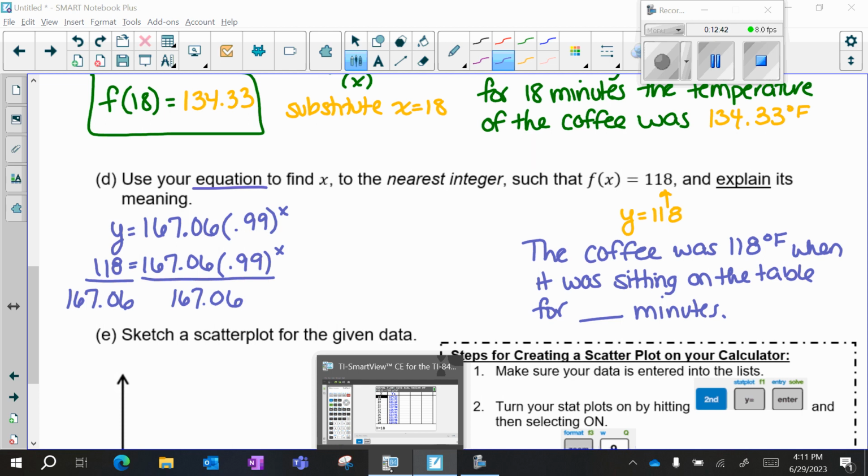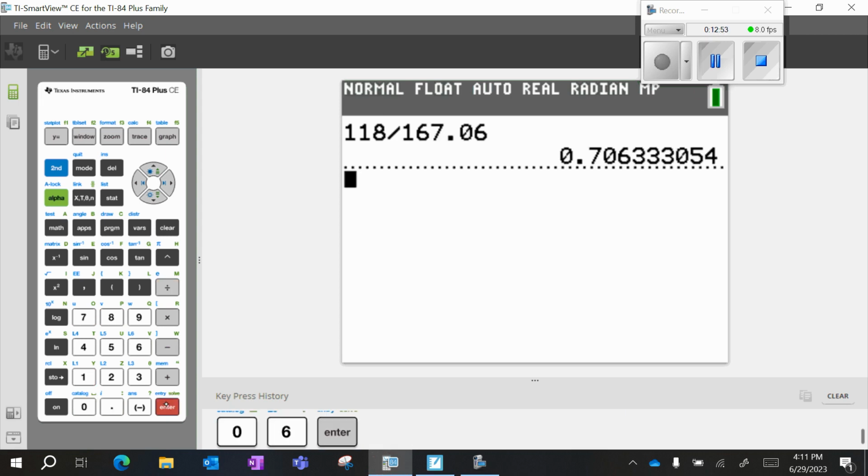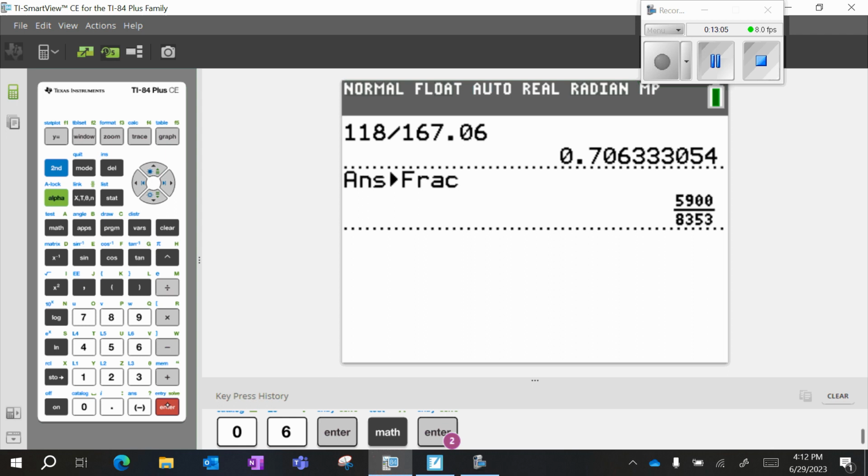So in my calculator, I'm going to go to the home screen, second quit, and I'm going to do 118 divided by 167.06. Here's my value. You don't want to delete that. You don't want to do anything with it. If you want, you could store it even, but we're just going to leave it like this for right now. You could also, remember, hit math, enter, enter, and it'll give it to you as a fraction. If you prefer to work with fractions, totally up to you.